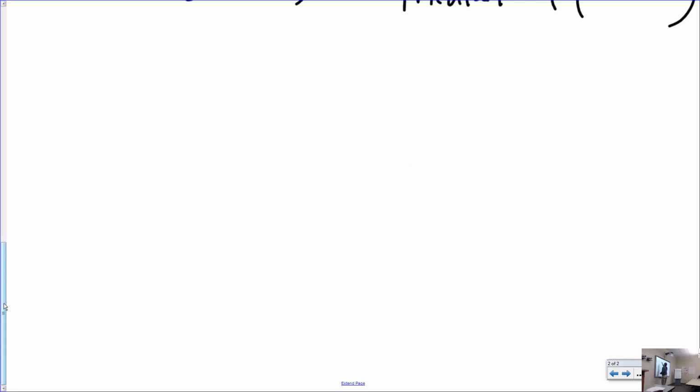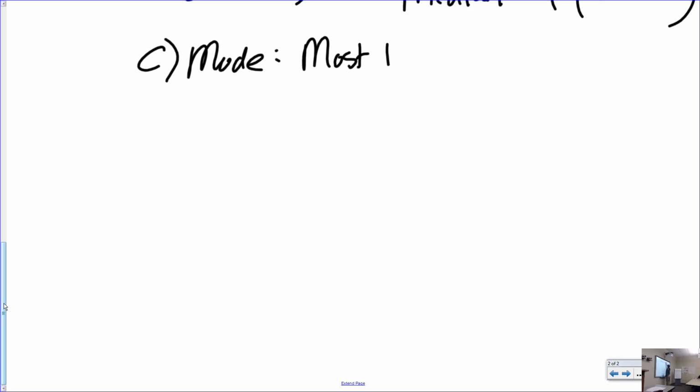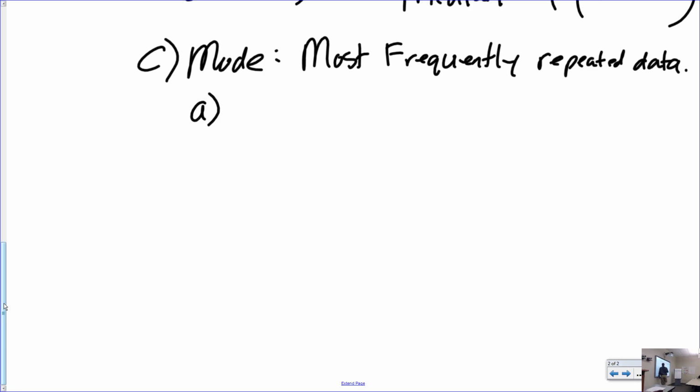And then last but not least, what is the mode? It's the most frequently repeated number, or I will say data. Because remember that some of the information you gather when you're doing statistical studies is not numerical. There are some conditions with the mode, folks.